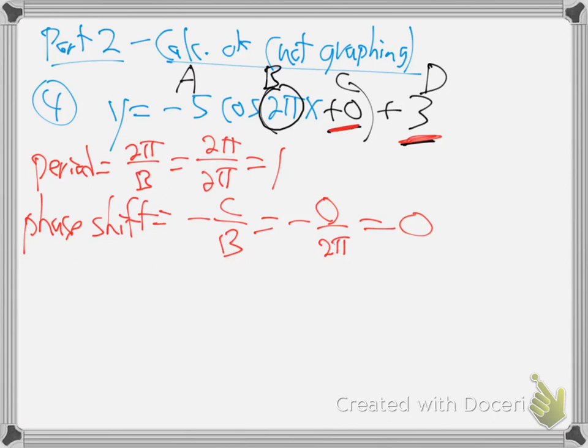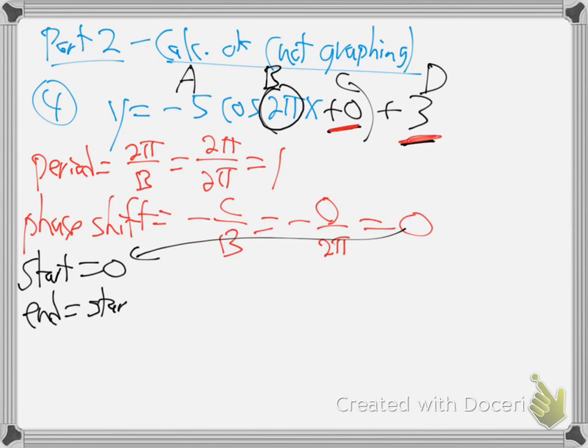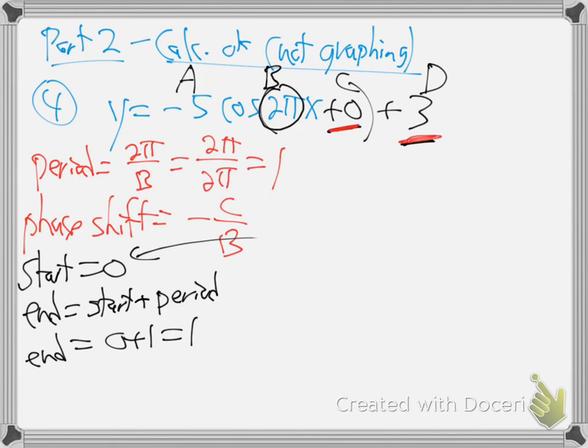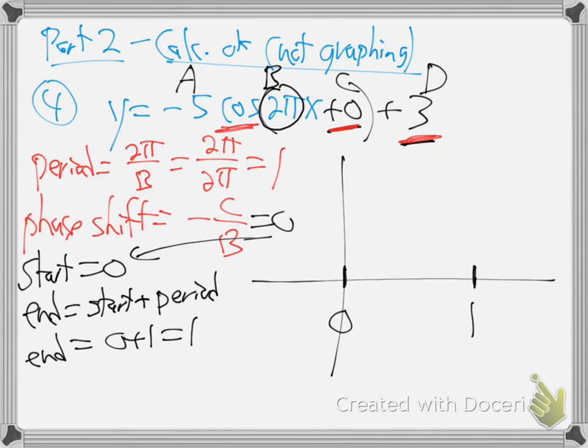All right, so where's this graph going to start? Well, it always starts at the phase shift, 0. And where's it going to end? Wherever it starts, plus the period. So it's going to end at 0 plus 1. It's going to end at 1. So basically, we have a graph now. Let me get this out of the way so we have room. We're going to have a graph that starts at 0 and ends at 1. That's nice and simple. But it's going to be moved around, isn't it? It's going to be a cosine graph between 0 and 1.